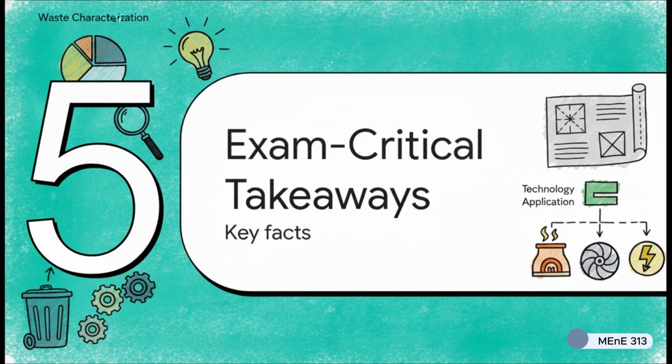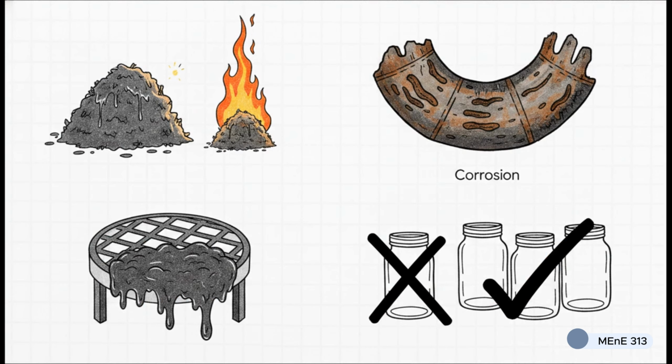Let's hit Section 5, Exam Critical Takeaways. All right, listen up, because we're going to synthesize this specifically for mastering your exams and your future design applications. I'm going to rapid fire these cause and effect points. First, energy potential is definitely not total mass. A ton of wet waste yields way less energy than a ton of dry waste.